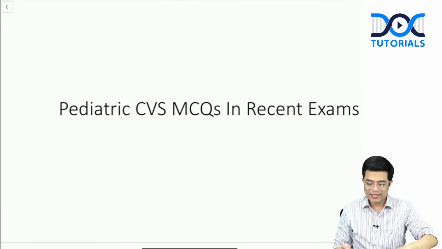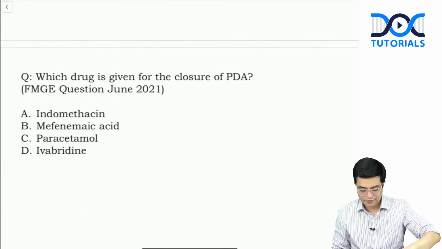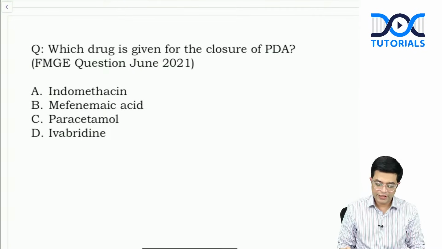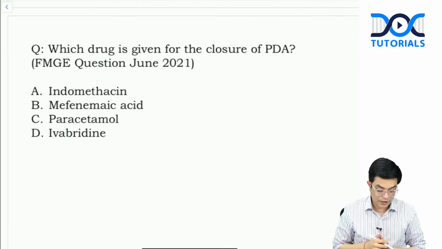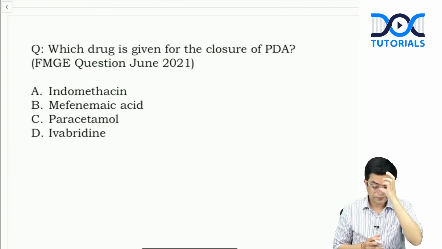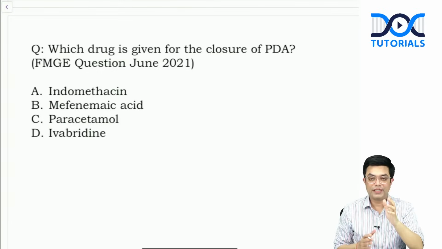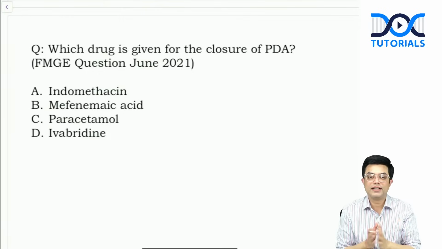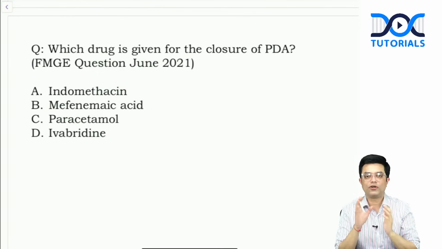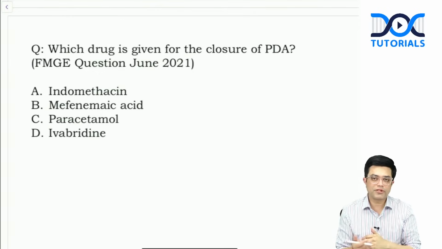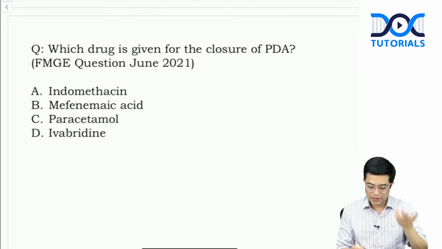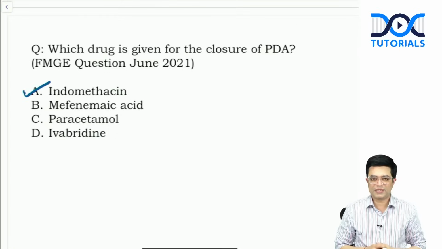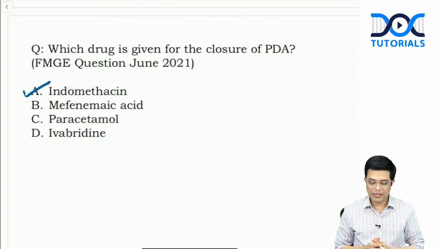Let's move further. Pediatric CVS MCQs in the recent exams. Which drug is given for the closure of PDA? June 2021 का question है. अब बताओ, आसान है. For PDA closure, we give prostaglandin inhibitors, either indomethacin or ibuprofen. अगर दोनों ऑप्शन में होंगे, बेटर आंसर विल बी ibuprofen because that is now preferred drug. But in general, the answer is indomethacin because ibuprofen mentioned नहीं है.